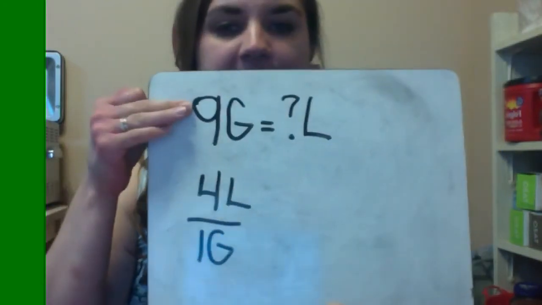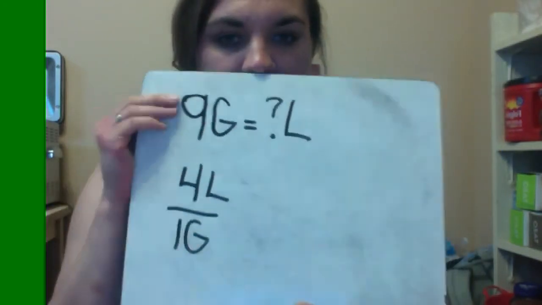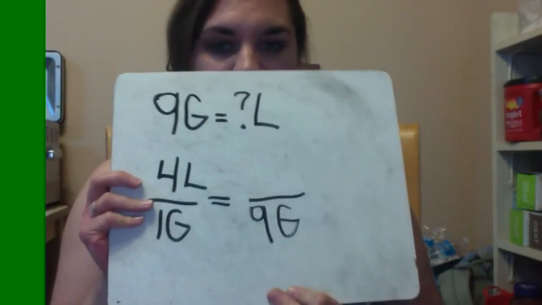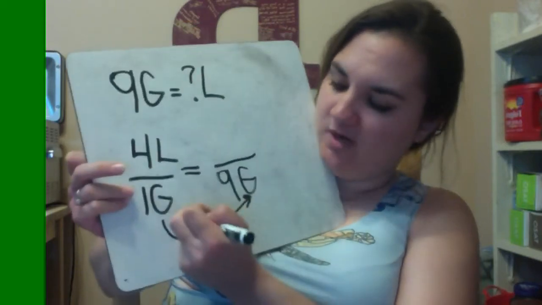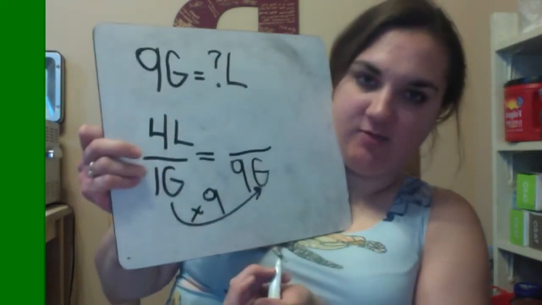So now when I look up at my question, do I know gallons or do I know liters? This one's a little bit easier because we've been doing it this way the whole year. I know gallons for my question, so I'm going to plug in my gallons. So I have 9 gallons. Now I need to go, remember I'm keeping gallons with gallons, liters with liters. 1 times what equals 9? 1 times 9 equals 9.